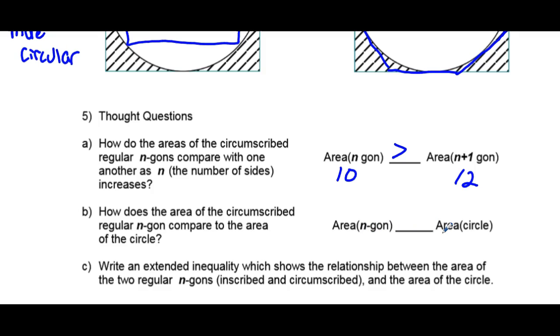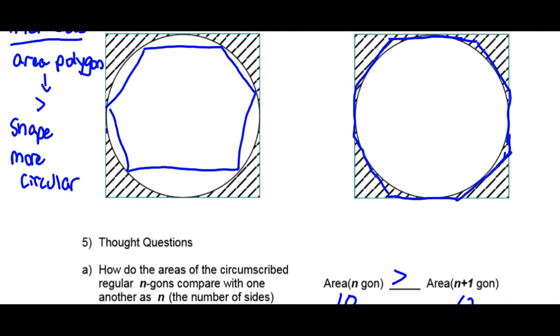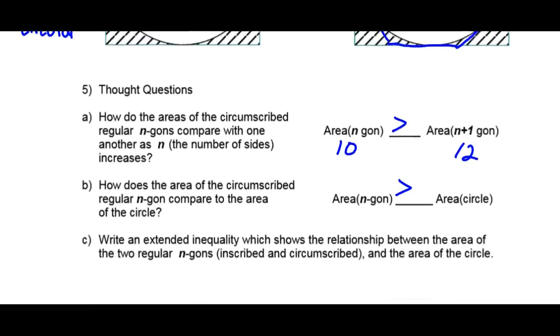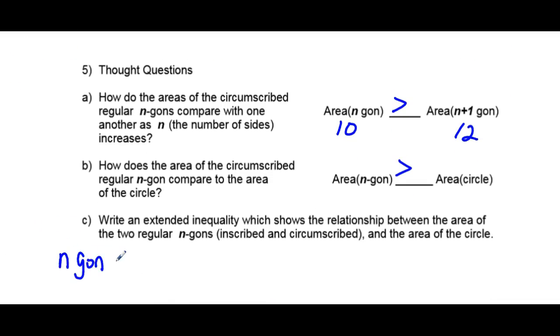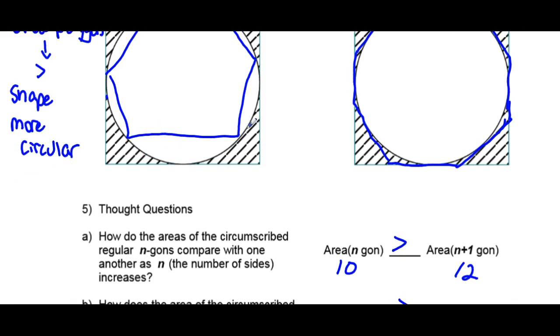And the area of the n-gon compared to the area of the circle, the n-gon's outside. It's larger. It's shrinking closer and closer to the circle, but it's still larger. Writing an extended inequality which shows the relationship between the area of two regular n-gons, the inscribed, the circumscribed, and the area of the circle. Well, what's the smallest one? Starting from the inside, we have the area of the n-gon, which was less than the circle, which was less than, what was it less than? The inscribed polygon is always smaller than the circle, which was always less than the circumscribed polygon.